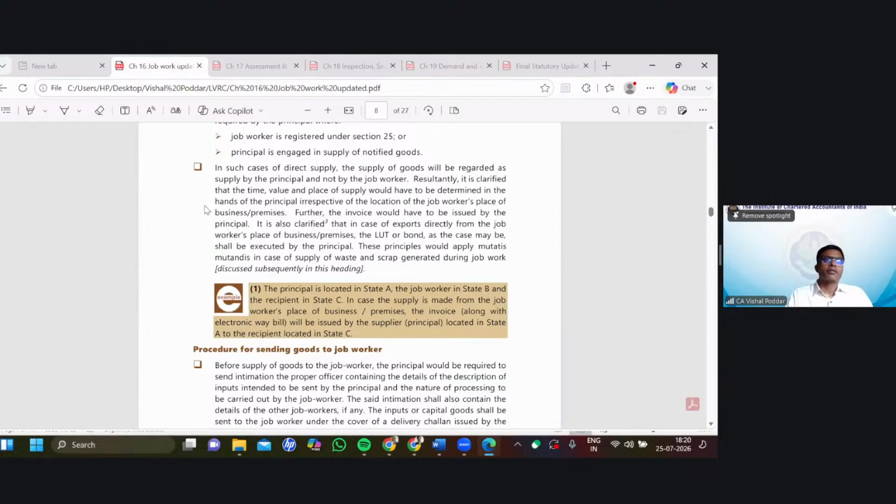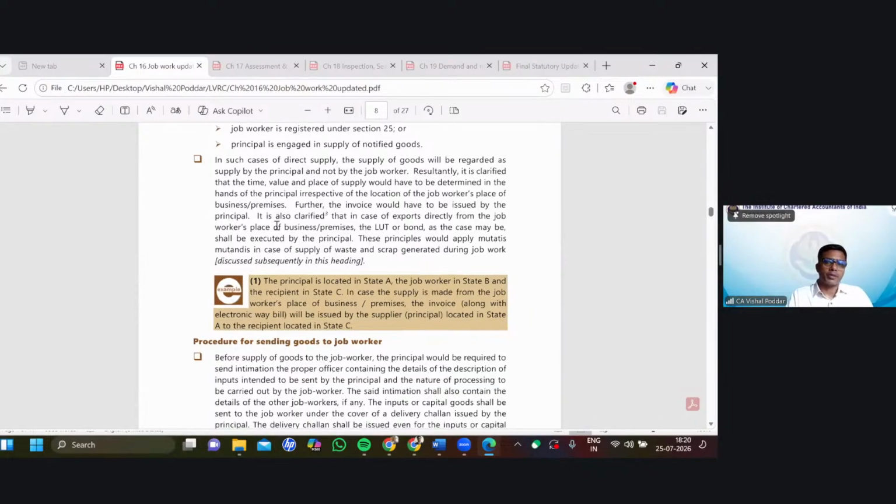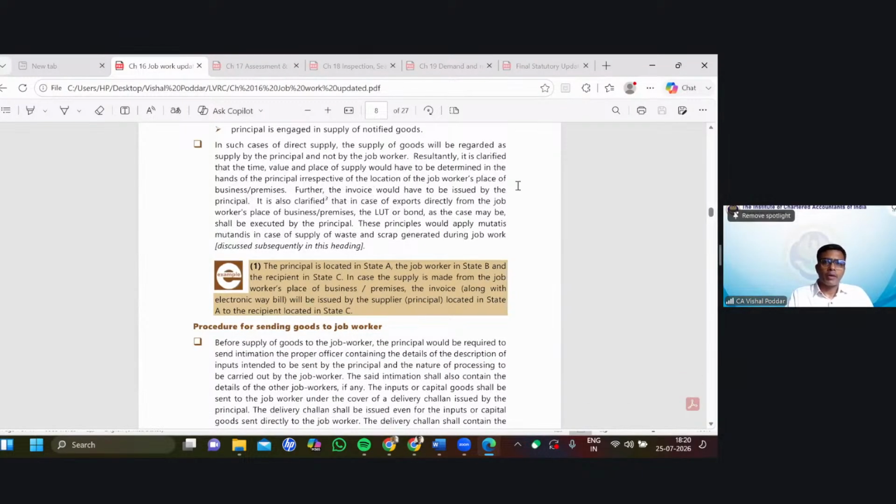And it is further clarified that the time and value of supply, as well as the place of supply, would have to be determined in the hands of the principal, irrespective of the location of the job worker's place or premises. The invoice would have to be issued by the principal, and in case of exports directly from the job worker's premises, the LUT or bond, as the case may be, shall also be executed by the principal.